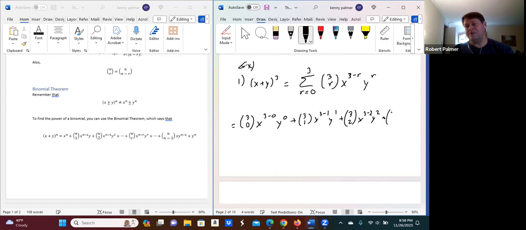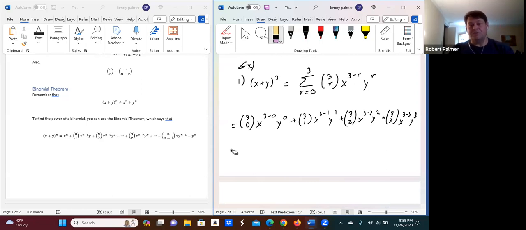And finally, plus 3 over 3 when r is 3. This is where we're going to stop, our last term. This tells us where to stop. x to the 3 minus 3 times y, sorry, I have trouble writing numbers sometimes. It should be an x, times y cubed. Okay. Now, let's go through and figure those out.